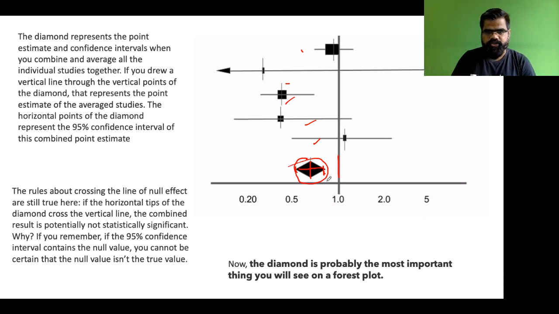Okay, and when you average all the studies, you get a diamond-shaped structure. The vertical points of the diamond, if you join them, that is the point estimate, and the horizontal one is the confidence interval. Again, the same thing. If it crosses the line of null effect, overall it is not significant. If it doesn't cross, then you can say it is significant. Okay, so this is the forest plot. I hope this is simple. Okay.